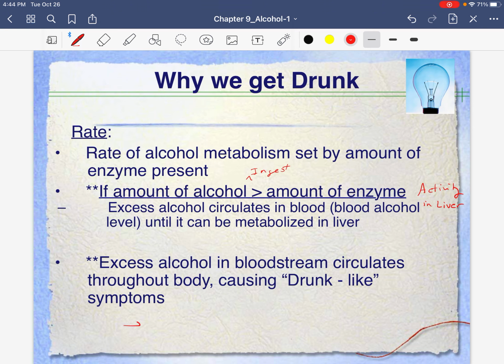Remember, if we bring in 0.5 ounces of ethanol per hour, that means if we bring in that much, we're able to get rid of it.